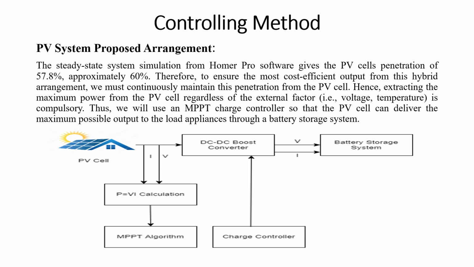So in order to do this, we will use an MPPT charge controller so that the PV cell can deliver the maximum possible output to the load appliances through the battery storage system. So this is the proposed PV system arrangement.